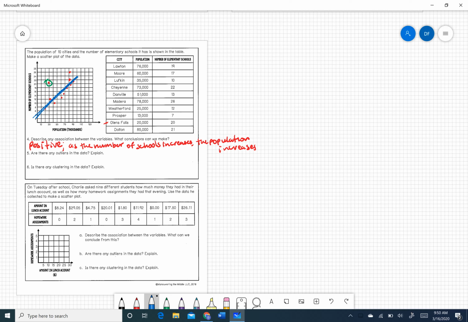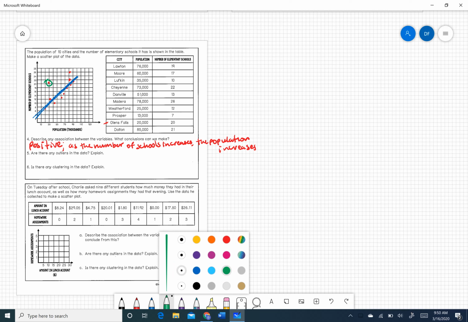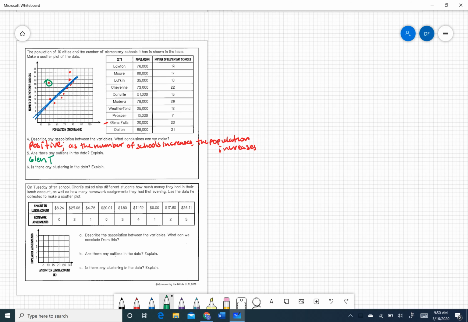And so we say that Glen Falls at 20,000 is going to be our outlier because it's much higher than the rest of the data. These outliers are just different from the rest of the pattern, right? So we would say that the outlier is Glen Falls, which is 20,000. Okay, and I know that this is not plotted correctly, but I was just trying to save time, so I plotted that a little bit differently than it's supposed to be.